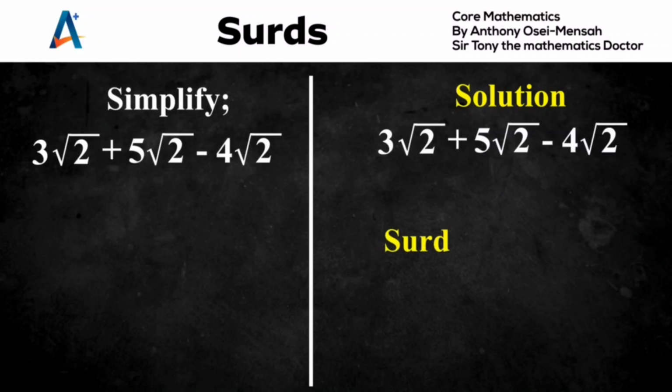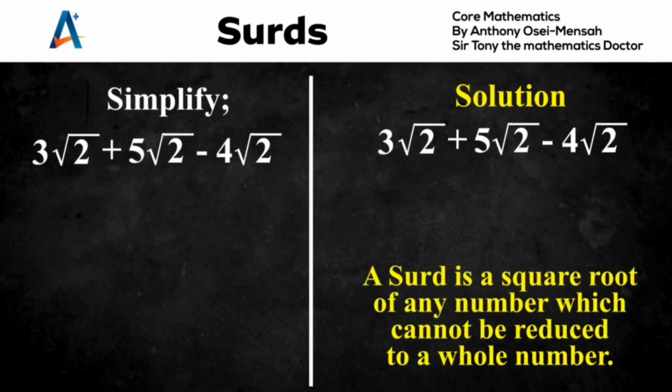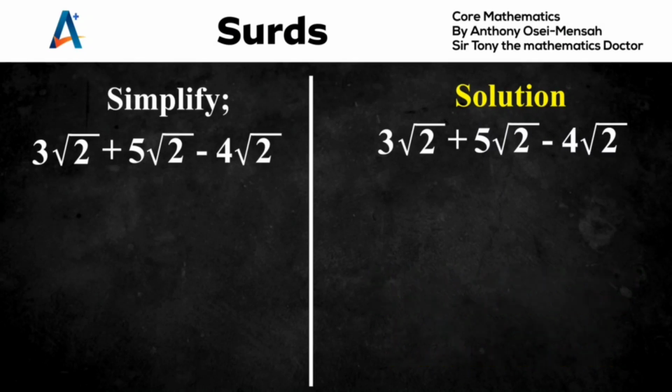Now, this is a surd. A surd is the square root of any number which cannot be reduced to a whole number. So, meaning that 3 root 2 is a surd, plus 5 root 2 is a surd, and minus 4 square root of 2 is a surd. So, they are all surds.